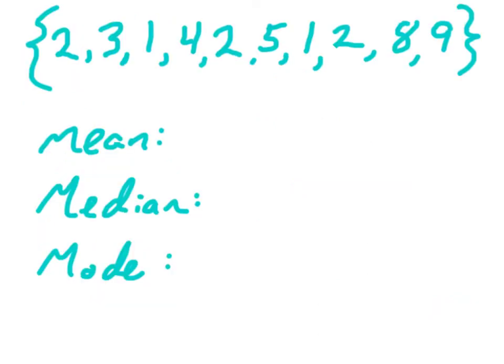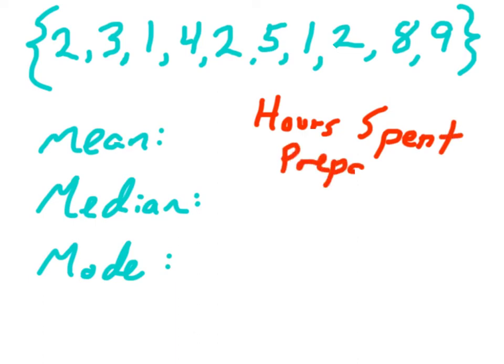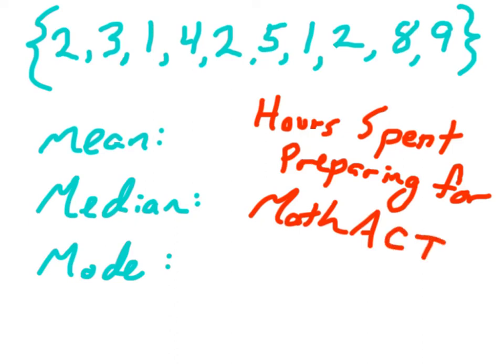Okay, so here we have a quick example problem for you to do. These numbers here, let's pretend that they represent the number of hours that the kids in this class are going to spend preparing and studying for the math portion of the ACT. Hours spent preparing for math ACT.